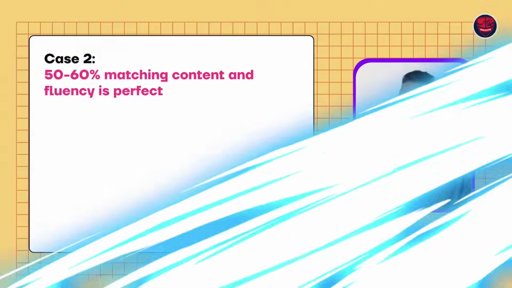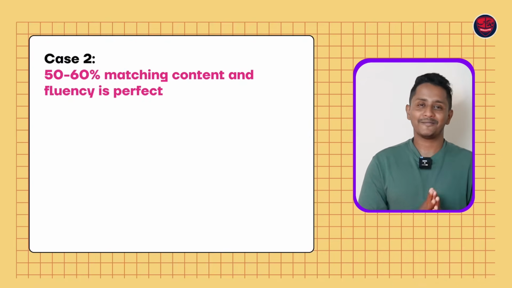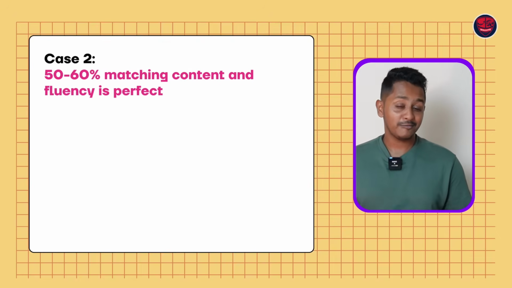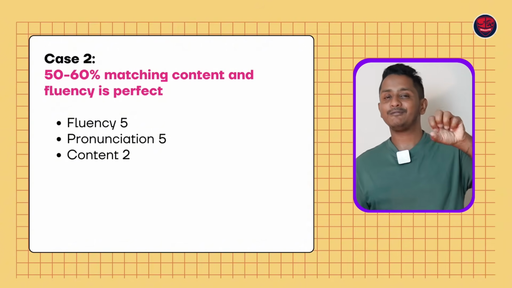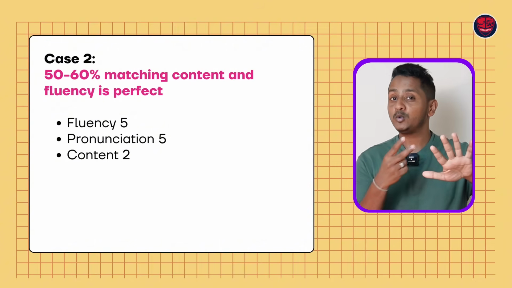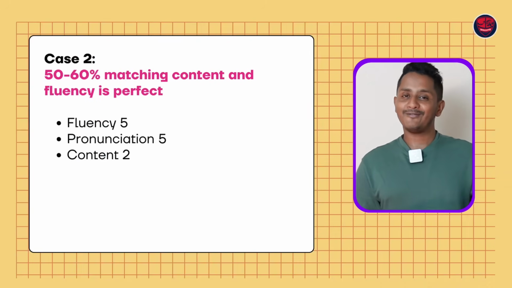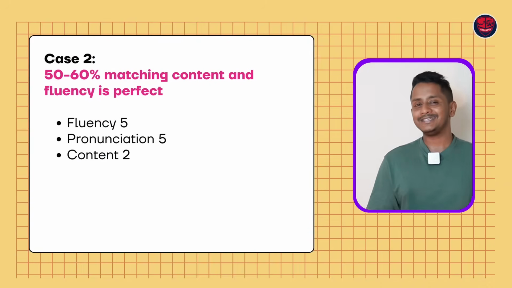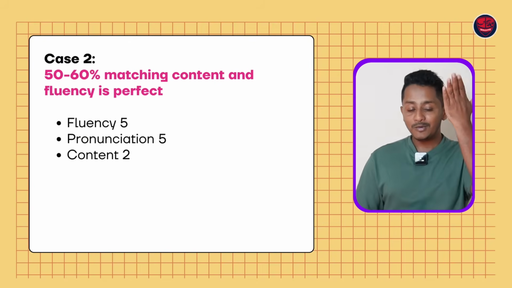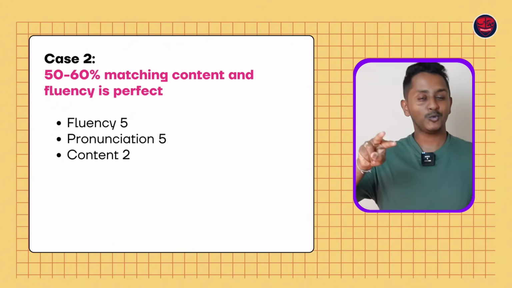Now let's take up case 2 wherein you've spoken 50-60% of the content only matching and your fluency is perfect and your clarity is all good. So you end up getting 5 for fluency, 5 for pronunciation, but 2 out of 3 for content, and it is not 0 out of 3 because as per our evaluation criteria from the Pearson score guide, it says 50 above % matching, you end up getting 2 out of 3.